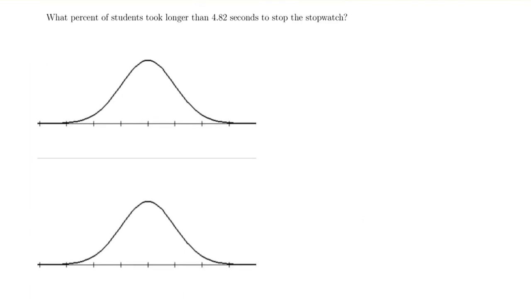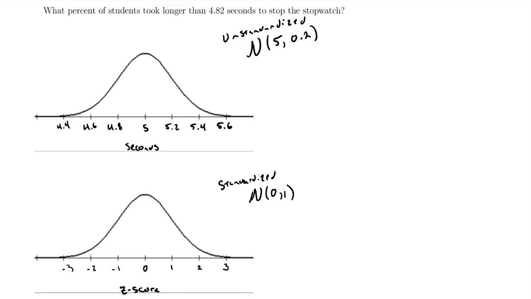Maybe you're interested in the percent of students that took longer than 4.82 seconds to stop the stopwatch. Again, you start by drawing your 2 pictures, so you can label and mark your unstandardized and standardized pictures. In this case, we're interested in students that took longer than 4.82 seconds, so I'm going to put a little X value up at 4.82. Since I want longer than that, I'm shading the area to the right of that value.